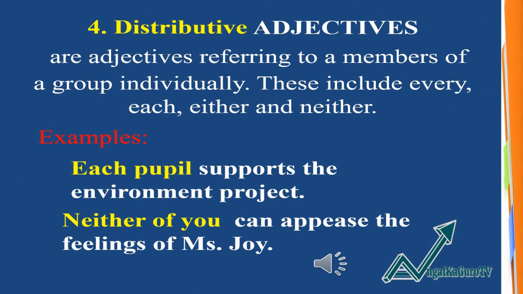And number 4 is distributive adjectives. Distributive adjectives are adjectives referring to members of a group individually. These include every, each, either, and neither. Examples: each pupil supports the environment project. And number 2, neither of you can appease the feelings of Miss Joy.